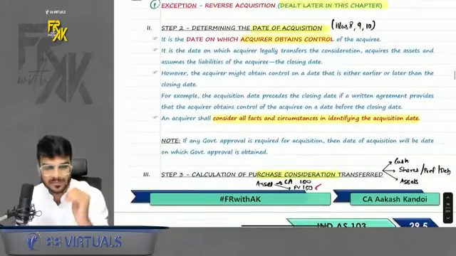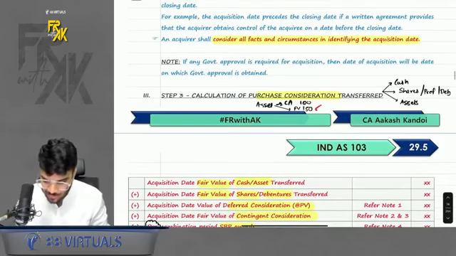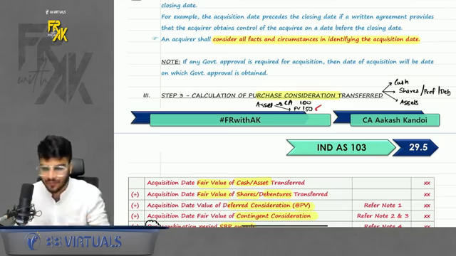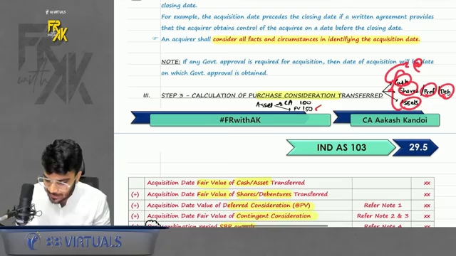Now what is the meaning of PC? Whenever you acquire any company, you will give something, right? You will have to give something. So that is known as purchase consideration. Now in purchase consideration, what all things can you give? Some basic stuff will come. You can give cash, you can give shares, you can give preference shares, you can give debentures, you can give assets. If you give any of these, we will consider at fair value.